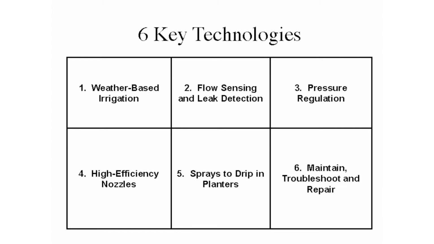The third area is pressure regulation. Optimal pressure for your irrigation is going to be a saving factor. And then looking at high efficiency nozzles and that definition. Another big area we can save is in going from sprays to drip irrigation, particularly in the planter areas. You know, usually the home builder gave us sprays in that planter section, but converting that to drip will save, and I'll talk about that. And then my favorite topic is the maintain, troubleshoot, and repair. You know, it's the fun and the fundamentals of irrigation.